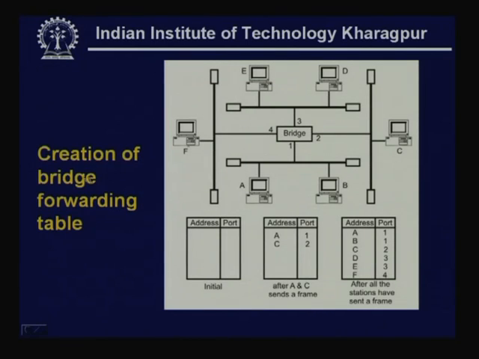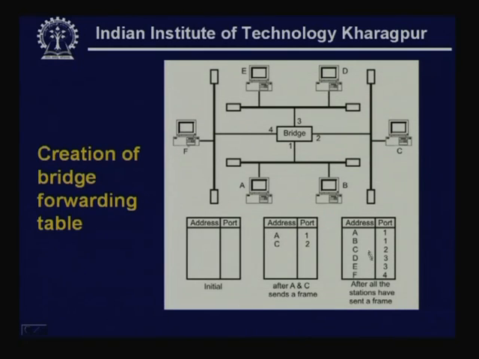And here it is shown how the bridge forwarding table is created. This is the initial condition. A bridge has been installed, plugged in, and as you can see, it is connected to 4 LANs. This is LAN 1, this is LAN 2, this is LAN 3, and this is LAN 4. Initially, this table is empty. Whenever A sends a packet, the bridge notices it and builds up this table. Whenever C sends a packet, it also notices it and builds up the table. Here I have written A and C, but essentially you have to write the 48-bit MAC addresses if it is Ethernet.